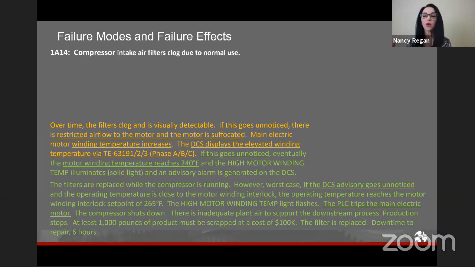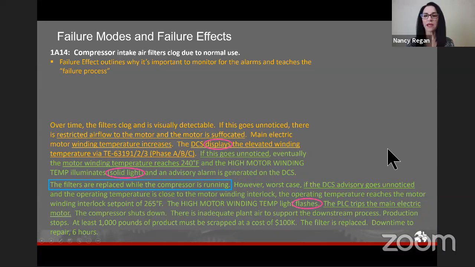So you can see how we started at the top of the slide and we went all the way down. But look at all of this information that is contained within this failure effect. See, when you write a failure effect this way, you are able to collect information that is hugely valuable, even outside of coming up with effective maintenance policies. So here you see on this bullet, the failure effect outlines why it's important to monitor for the alarms, and it teaches the failure process.